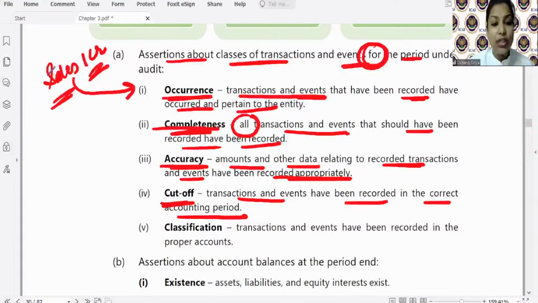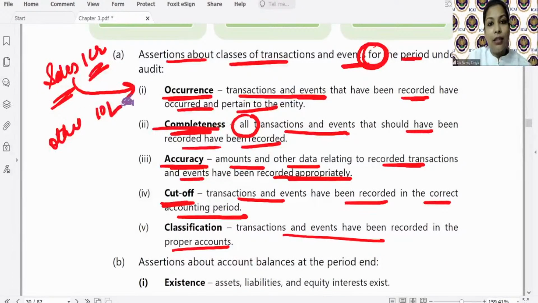Classification: transactions and events have been recorded in the proper account. No indirect income has been shown in the sales. So this is what is meant by assertion. If the management is showing sales at 1 CR and other income, let's say, at 10 lakhs, then the management is not writing that in this other income there is no sales, or that in the sales there is no other income. These are what implied assertions are. So: occurrence, completeness, accuracy, cutoff and classification with respect to classes of transactions and events.